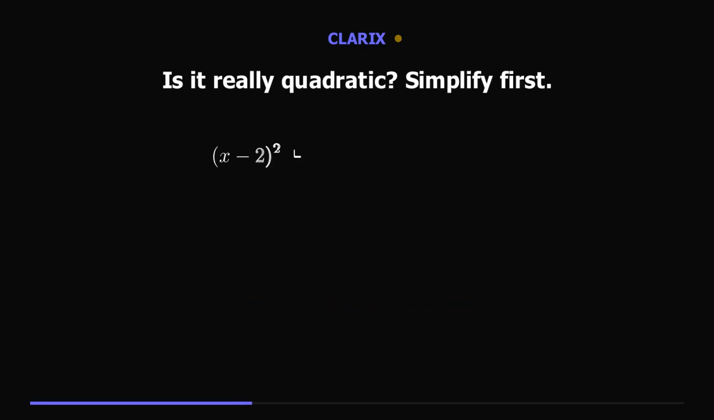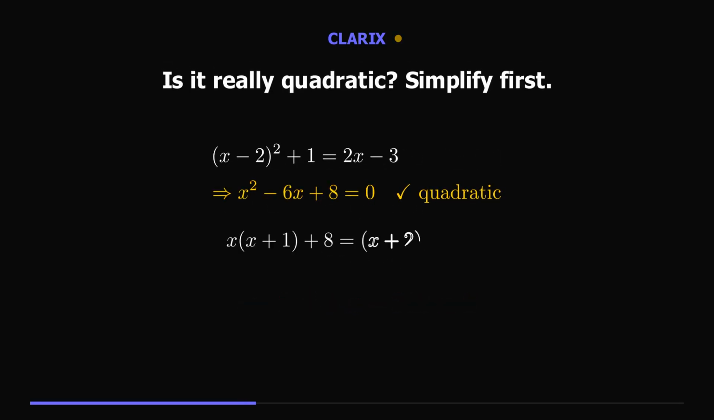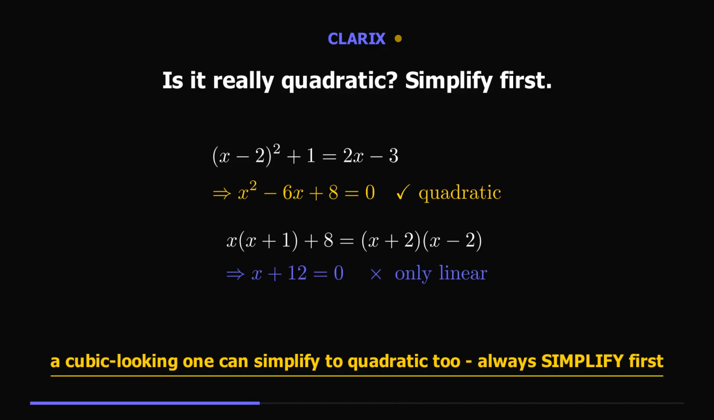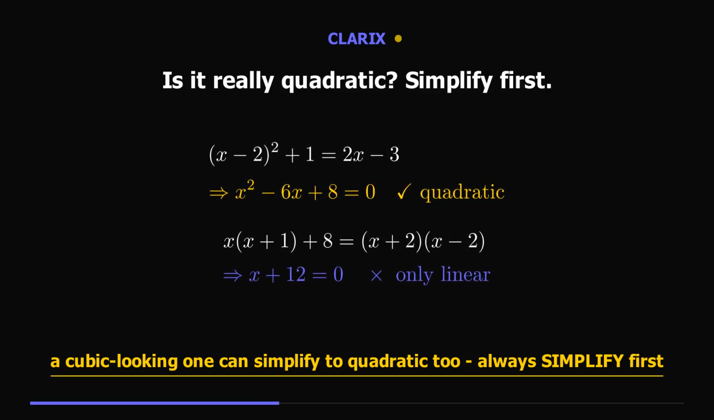Now a sneaky skill, deciding if an equation is even quadratic. The trick: simplify first, then look. Take x minus 2 all squared plus 1 equals 2x minus 3. Expand the left. x squared minus 4x plus 4 plus 1, which is x squared minus 4x plus 5. Bring the right over. x squared minus 6x plus 8 equals 0. That's ax squared plus bx plus c form. So yes, quadratic. But watch this one.